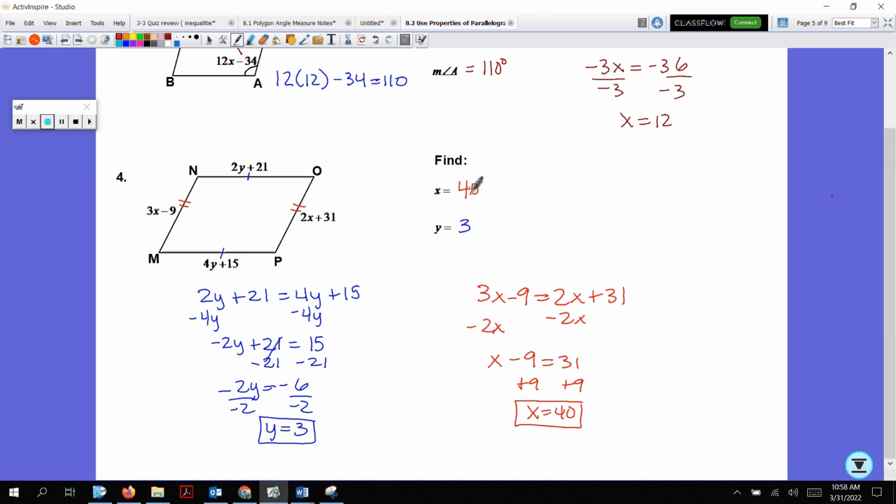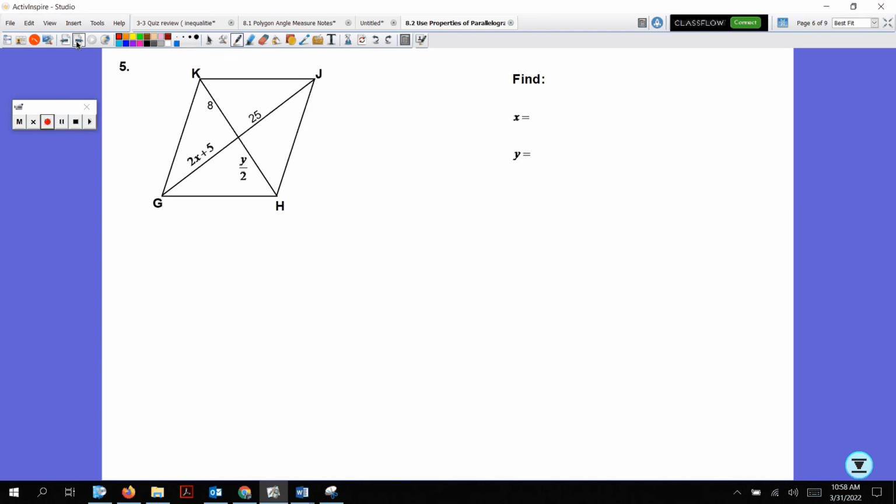We do not have to plug these in, but you could if you wanted to, but the question just asks to solve for x and y, so we're fine. I believe one of the problems on the homework is going to give you a fraction. Don't freak out. That's okay. You'll be fine. All right, here we go.